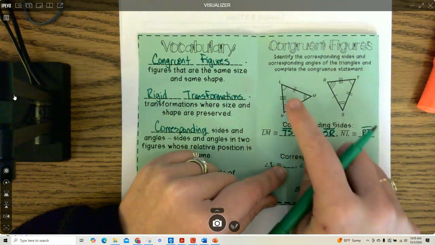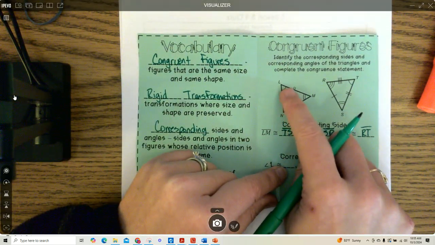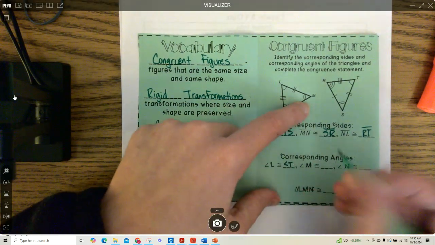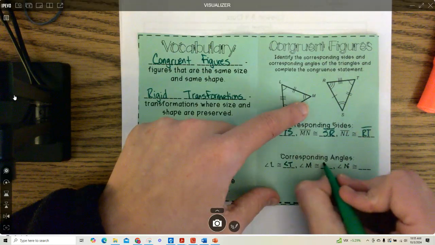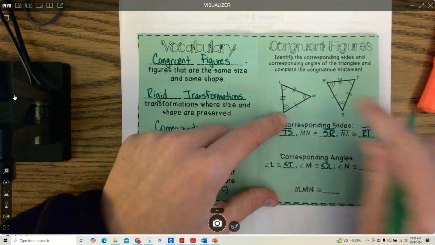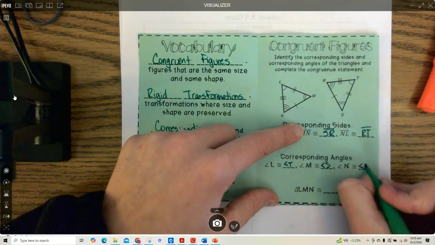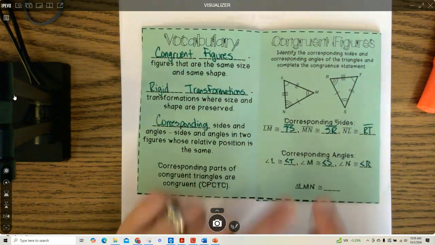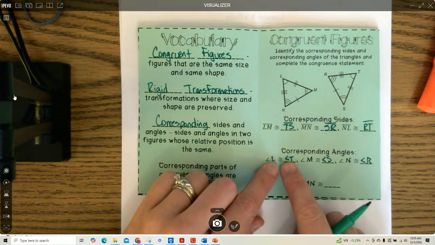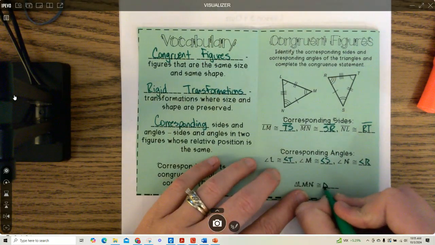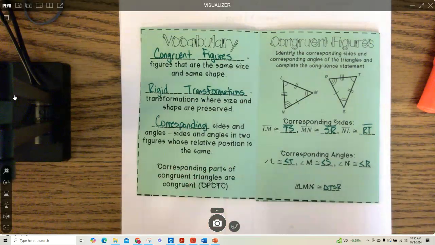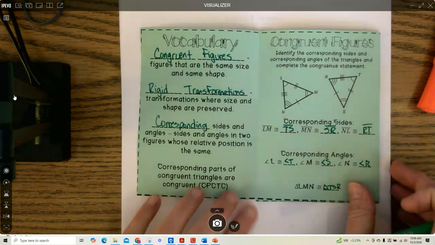And then corresponding angles are the same way. So see how L only has 1 little loop? So it corresponds with angle T. Angle M has 2 loops. It corresponds with angle S. And then angle N has 3, so it corresponds with angle R. So the order the letters go in is important. Okay, the angles help you the most. They have to match up. So if L starts this triangle, then T has to start this triangle. M is with S, N is with R. So the order matters when we're naming these shapes.